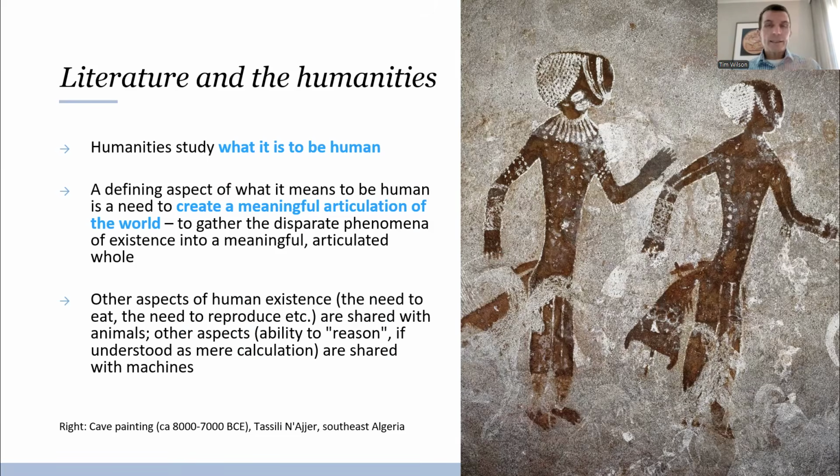Other aspects of human existence, so we eat, we reproduce, we are biological entities. These we share with animals, right? So that's not a distinctive feature from the humanist perspective of what makes us human. Now, also we reason, we calculate. If we reduce reasoning merely to calculation, well, a machine can do that. Increasingly, artificial intelligence can do it very well. Now, what makes, again, the human activity distinctive would be this creation of a meaningful articulation of a whole.